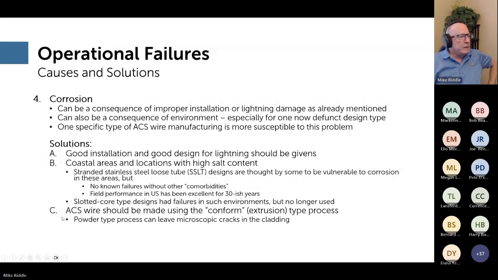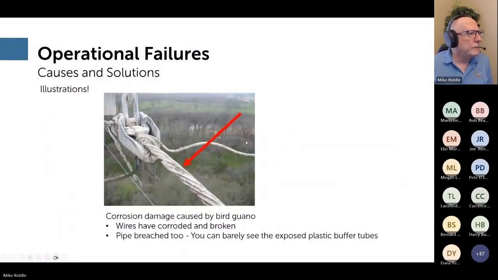So you should check to make sure that the ACS wire is made using what's called the conform process. It's really an extrusion type process. The other type is the powder type. There was one supplier that used to use that. I don't even know if they do anymore. It could be that they too have gone to the conform, but that process was vulnerable to microscopic cracking in the cladding, which left it vulnerable.